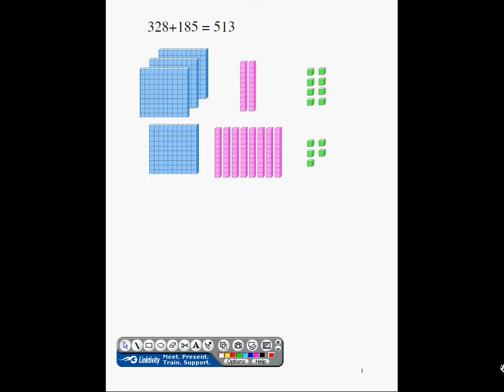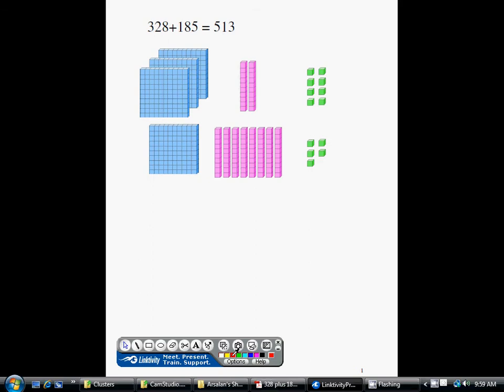We are going to use base 10 blocks to understand the meaning of the addition algorithm. We are going to use two three-digit numbers, 328 and 185. We all know if we add these two numbers, we get 513. We are going to see how we can use base 10 blocks to carry out this algorithm and truly understand what it means to add two three-digit numbers.